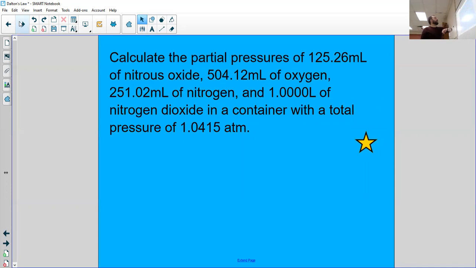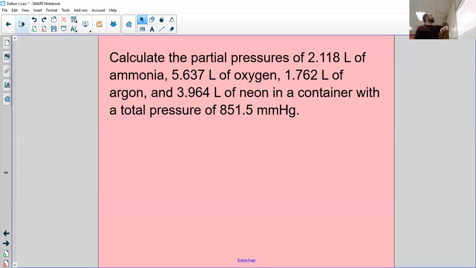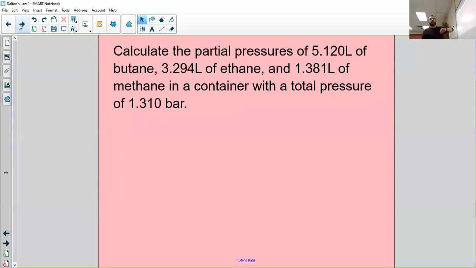Next one we're going to do together in class: calculate the partial pressures of 125.26 milliliters of nitrous oxide, 504.12 milliliters of oxygen, 251.02 milliliters of nitrogen, and 1.0000 liters of nitrogen dioxide in a container with a total pressure of 1.0415 atmospheres. Write this one down. You're going to do this with a partner. And then you're going to write this next one down and do it with a partner in class as well.